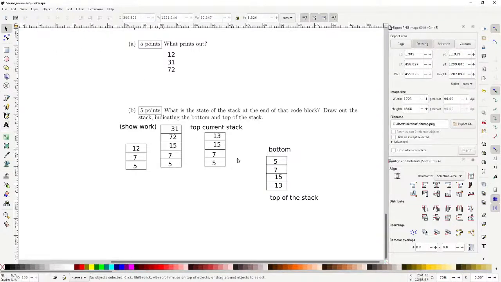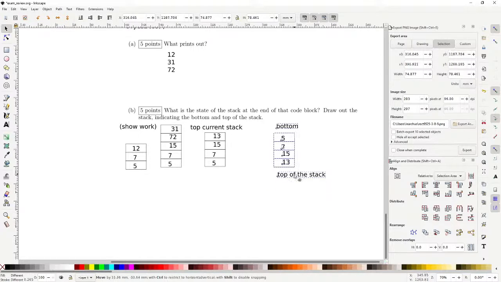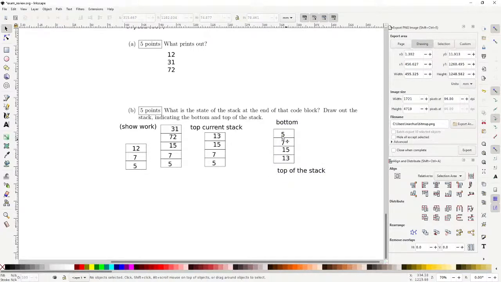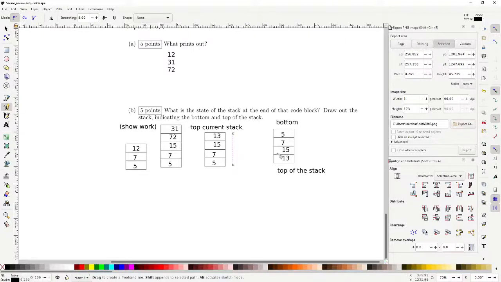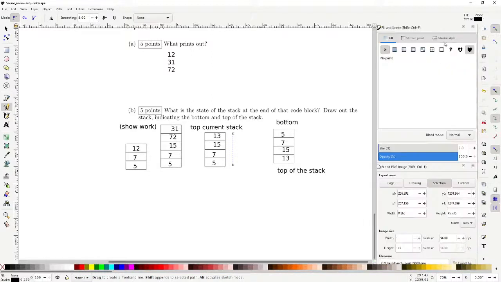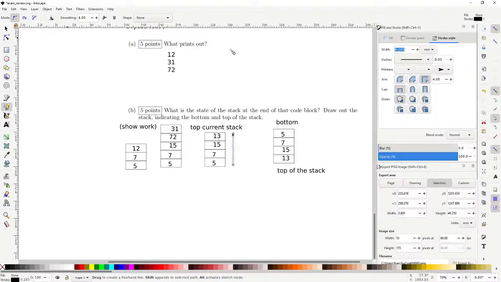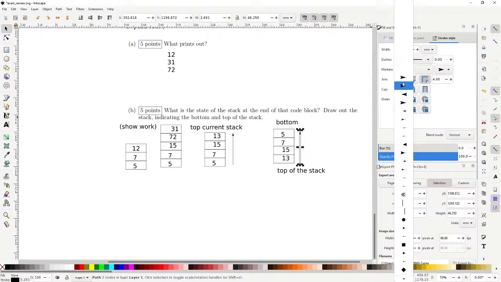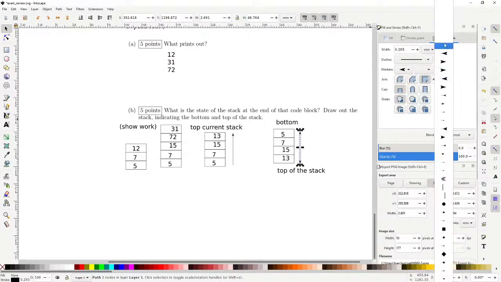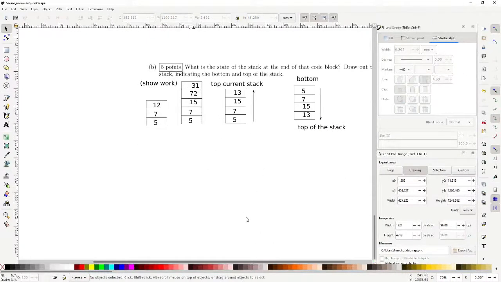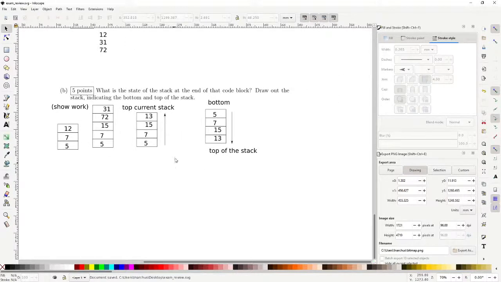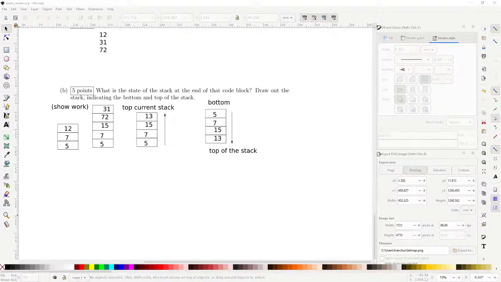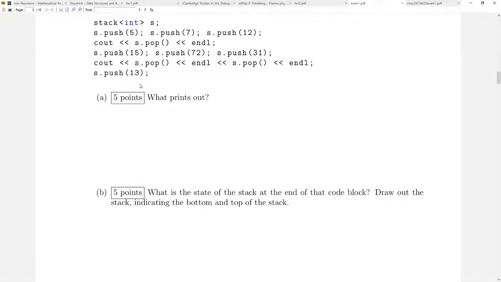I don't care which direction you draw it in. That's why I make you label the top and the bottom of the stack, because it's possible that you say the stack is going up this way, or it's possible that you say the opposite, which is the stack is going this way. Something like this. So that's basically the point for that question. It's just, do you agree that we both know what a stack is, and is that okay?